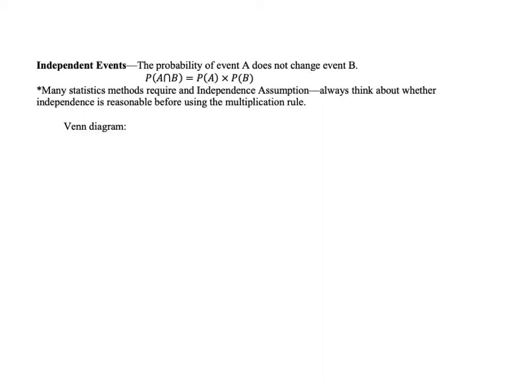Now let's talk independent events, and we're going to revisit this. We're only going to talk about this in the most simple way right now. This is where the probability of event A occurring does not change the probability that event B will occur. In other words, one has no impact at all on the other event. Notice your notation, the probability of A intersected with B, and it says that we just multiply these together. Now, many statistics methods require an independence assumption. So you have to at least think about, and you should state, that these are independent events and state why. So it's reasonable to use the multiplication rule.